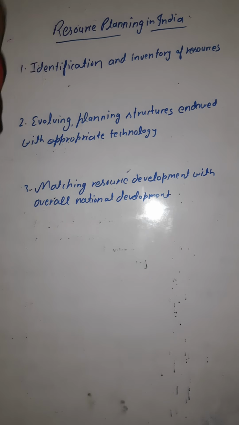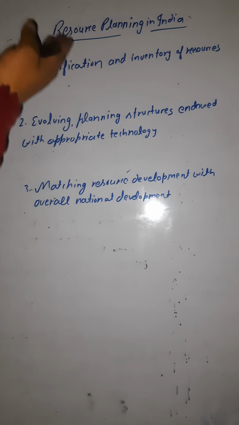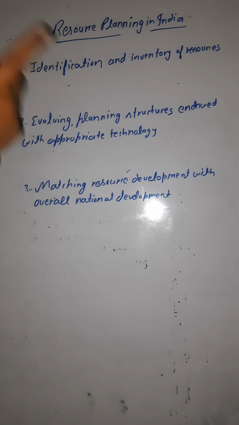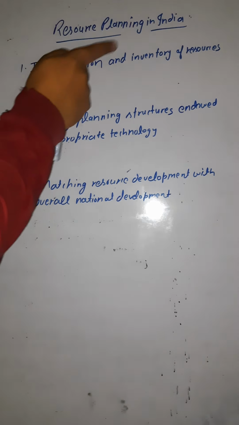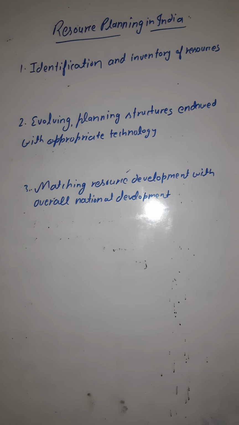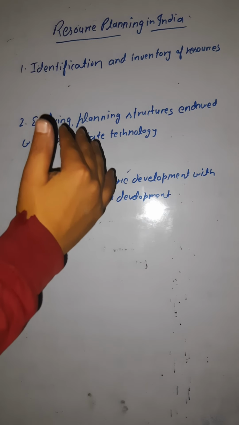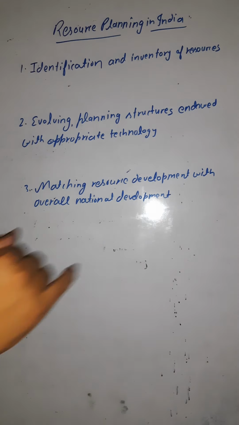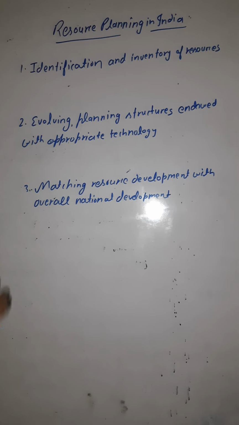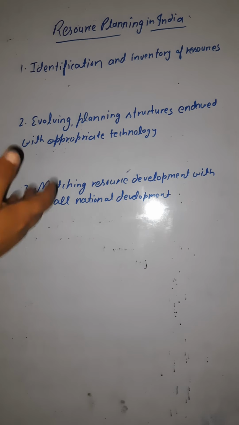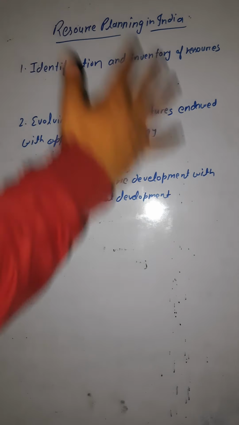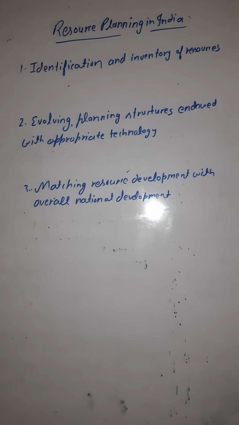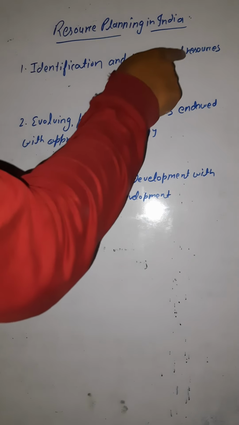So how is the resource planning taking place? There are various steps for that. The first step is identification and inventory of the resource. Suppose we have found some resource. At the first step there would be a survey, a mapping, and a measurement of how much resource is there. So the first step involves identification and inventory of the resource.